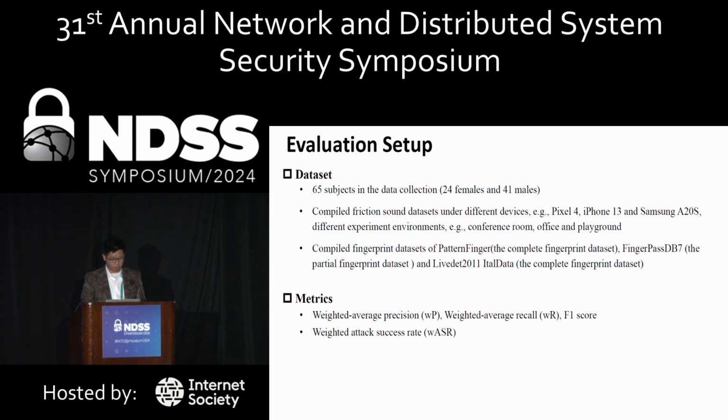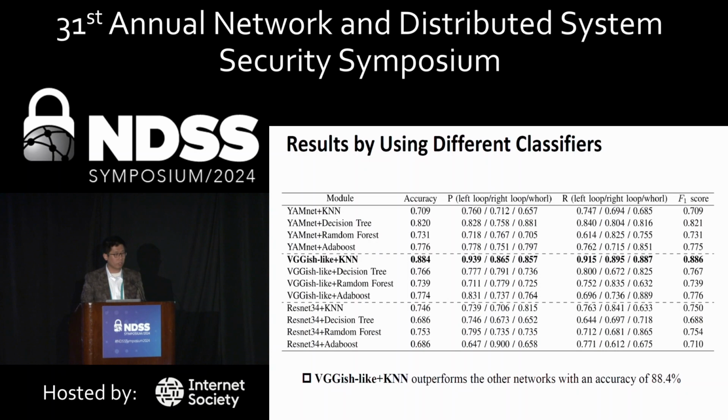We first combine our classification with different classifiers and test their performance. And we found the VGG-based network together with KNN outperforms the other networks.